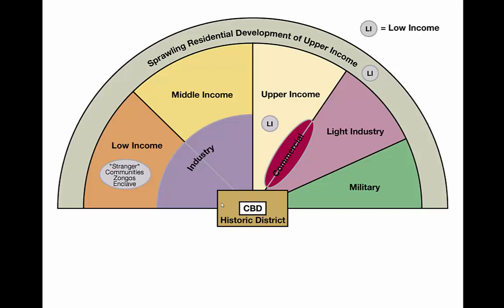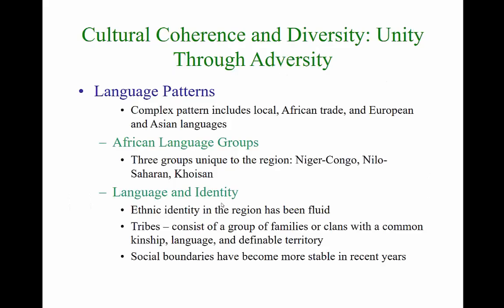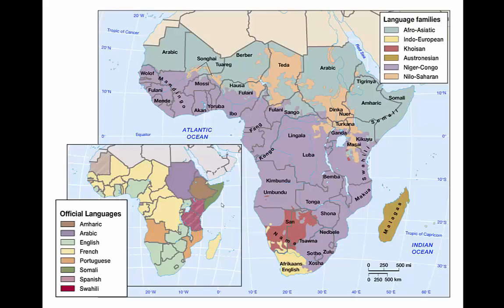We can look at the sprawling business districts here. Language patterns. There's large diversity of language and religion, some due to European settlement and Asian settlement, Asian languages, others due to a lot of other things. So we can see some of the official languages here. English for a number, Zimbabwe, but Portuguese over here for Angola and Mozambique. So you can see some of the language families that we have here.